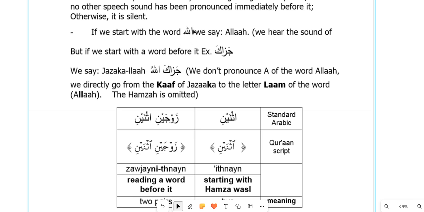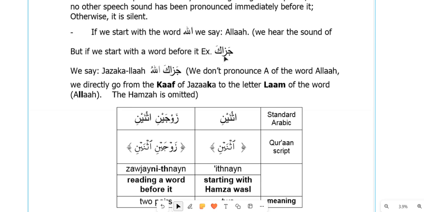Allah. This is hamzatul wasl, and it has to be pronounced when there is no other word before this lafzul jalala. When you are learning Arabic grammar, you don't say "Allah word"; you refer to this noun as lafzul jalala. So if we start with this word, I will pronounce the hamza of lafzul jalala. Allah. We hear the sound of hamza.